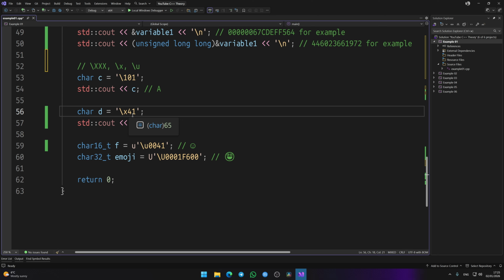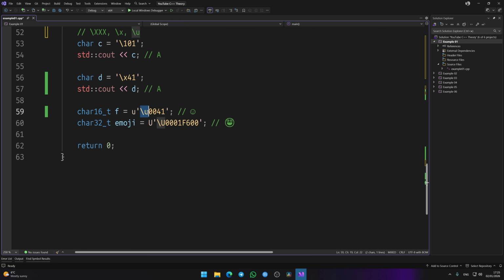And finally, there's \u. After it, you write exactly 4 hexadecimal digits. This escape sequence is usually used with types that support the UTF-16 format, for example, the char16_t type. You'll often see it together with a u character or u string literal. If you use an uppercase \U instead of lowercase, it switches to UTF-32. In that case, you'll need to use the char32_t type along with uppercase U literals for characters or strings.